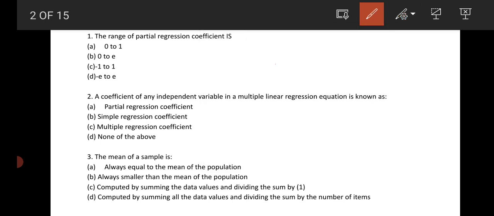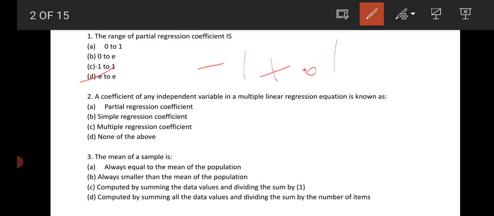Firstly, we will go for the first question. The range of partial regression coefficient is. Here they are asking about the regression coefficient range. The coefficient range will be from minus infinity to plus infinity, so the answer is option D. In case of correlation, the range of the correlation coefficient is from -1 to +1.